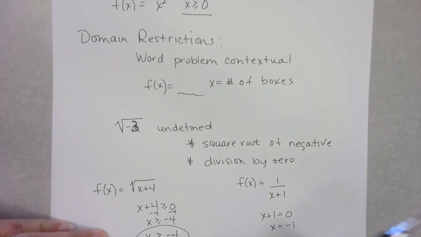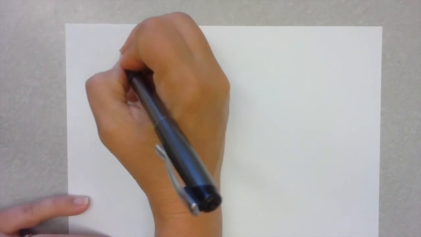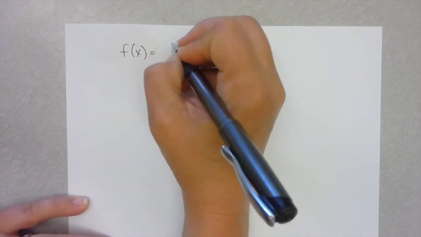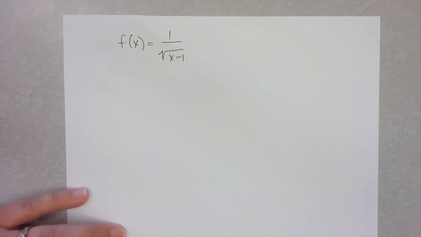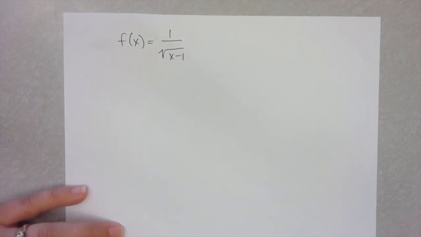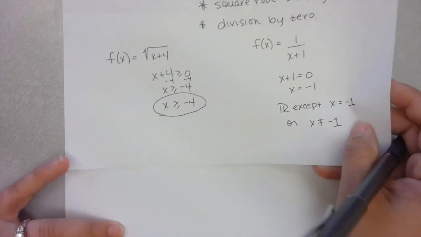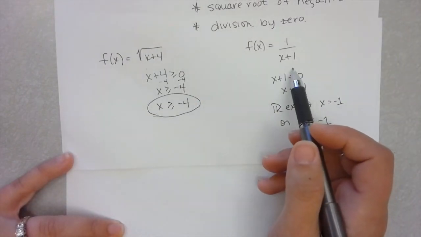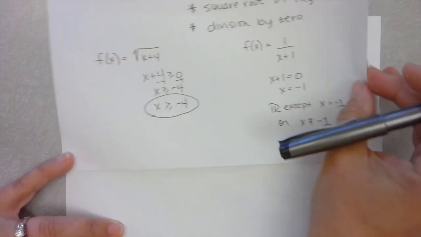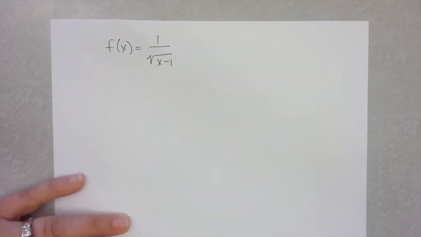All right, so let's make things a little bit more interesting. Let's do a little bit of a combination here. So what if I have f of x equals 1 over the square root of x minus 1? So I have a little bit of both, right? I have both this square root problem, and I have a variable in the denominator in my problem. Okay, so I need to approach this one with a little bit more care.